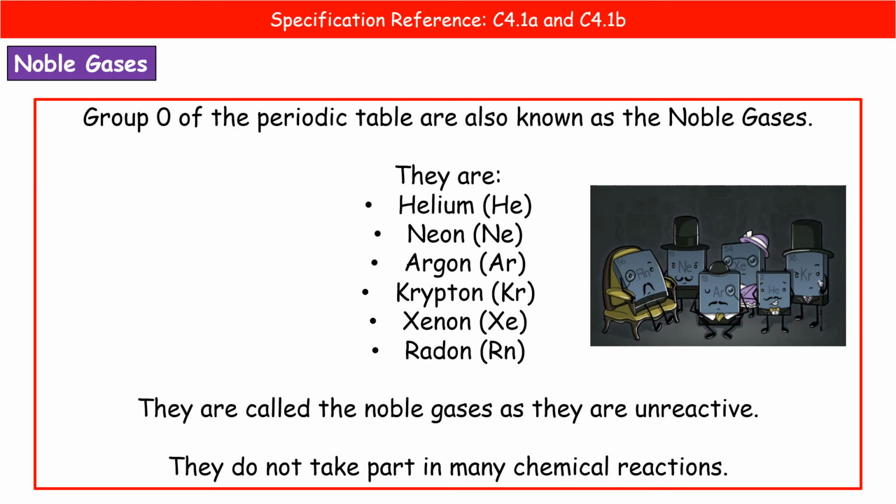We are going to look at a second group, which is the noble gases, group 0 on our periodic table. So when we're looking at our lovely little set of the periodic table, it's these guys all the way on the right hand side. The noble gases, group 0, are obviously on the periodic table, you don't need to memorize them, and they're called the noble gases because they're unreactive. They don't really take part in many chemical reactions at all.